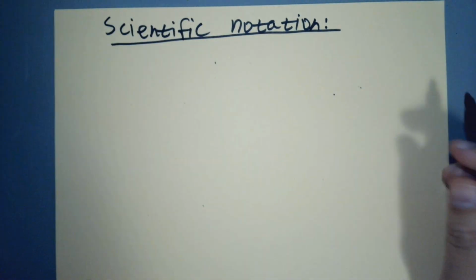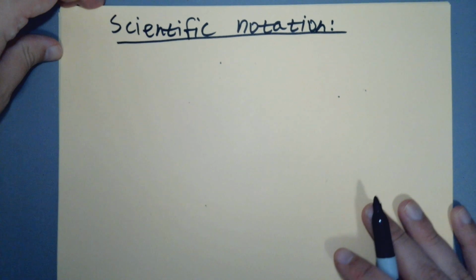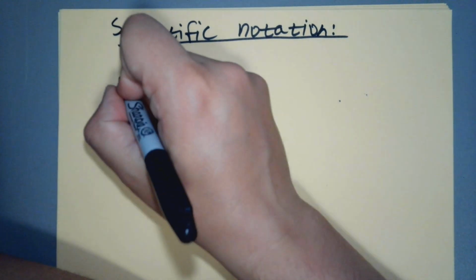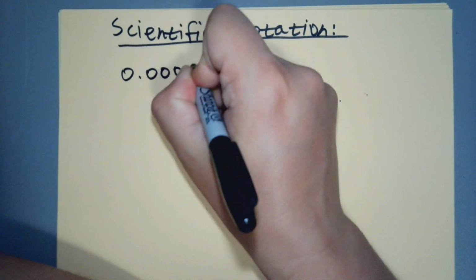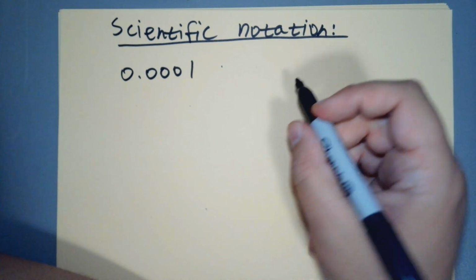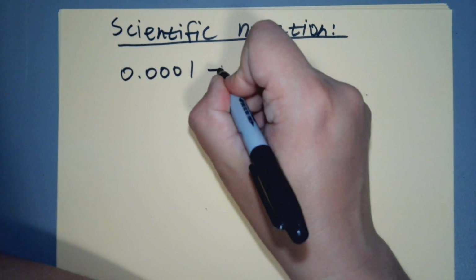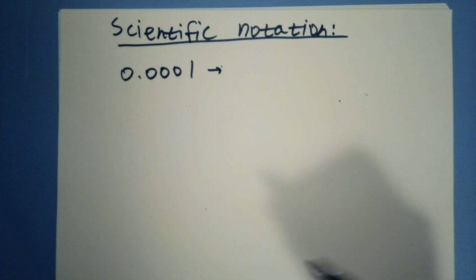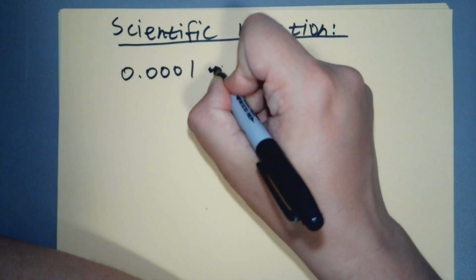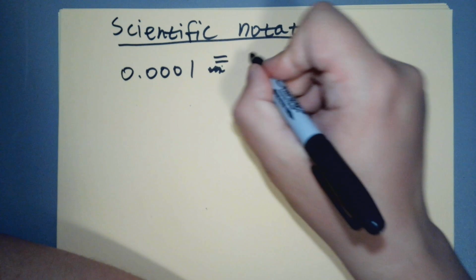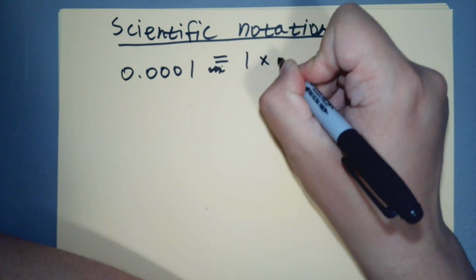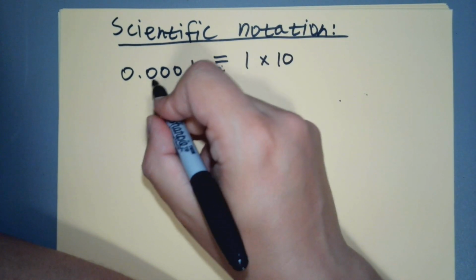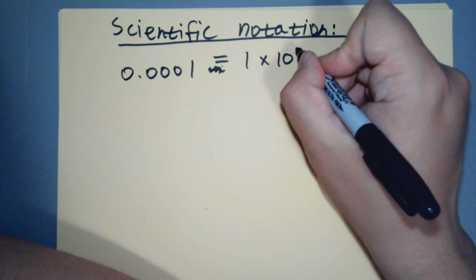So what this is, is another way to write numbers. If we have something like 0.001, well, I can write this in scientific notation. I don't even need an arrow, actually. This is straight up equal. This is 1 times 10 to the 1, 2, 3, 4, negative 4.